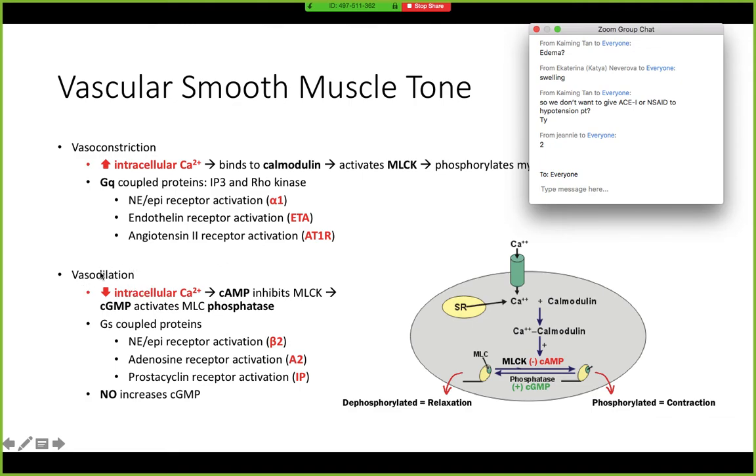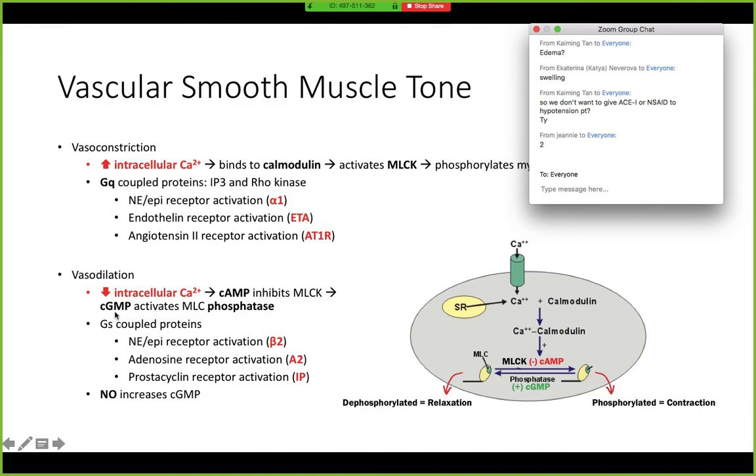So vasodilation occurs due to a decrease in intracellular calcium. And so you have cyclic AMP, which is going to inhibit myosin light chain kinase. You inhibit myosin light chain kinase, you're not going to phosphorylate myosin light chain, and you're not going to see contraction. On the other hand, cyclic GMP is going to activate myosin light chain phosphatase. So if you take the phosphate off of myosin light chain, you're going to see relaxation.